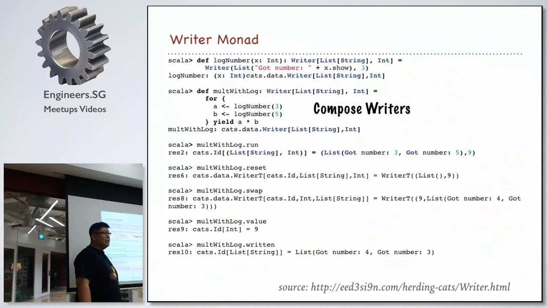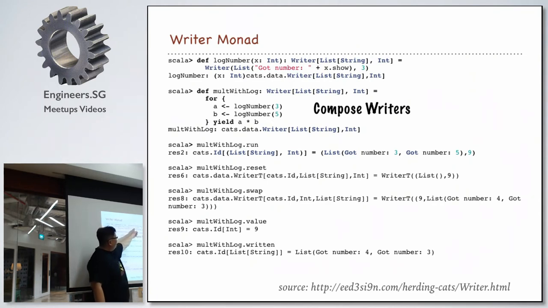It's called Herding Cats. This page, I actually can understand. Some of the other pages, I'm so sorry, some of them are really way beyond me. But this page actually was quite illuminating in the sense that what he did was this. He wanted to create a computation, right? This is the end part of the computation. But he wanted to say, whenever I have a number, I just want to log the number itself. Now, writers allow you to do this. So how does he do it?